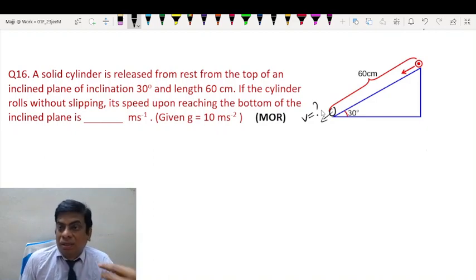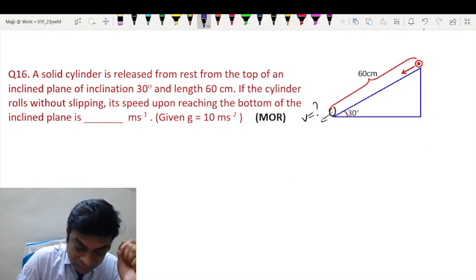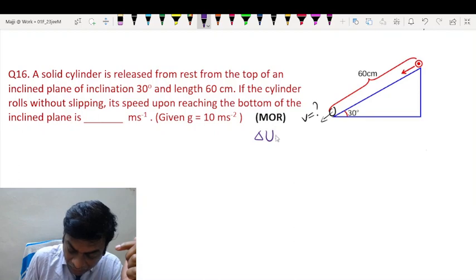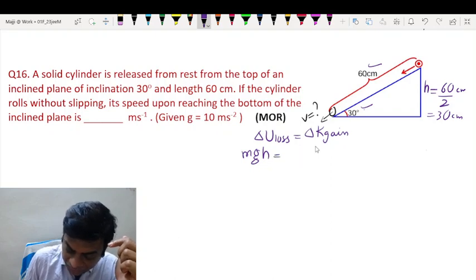So in that case, we can comfortably apply the law of conservation of mechanical energy, which states that loss in gravitational potential energy will result in gain in kinetic energy. Okay. So remember, students, this is only for pure rolling motion. So I can write the loss in gravitational potential energy is equal to gain in kinetic energy. Now, loss in gravitational potential energy is mg into height lost. Height lost, you can see this is perpendicular equal to hypotenuse into sine 30 degree. So hypotenuse is 60, sine 30 is half. So this is basically 30 cm.